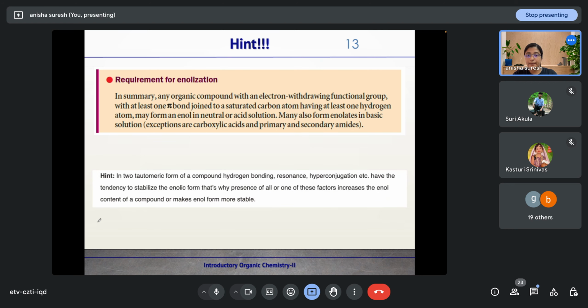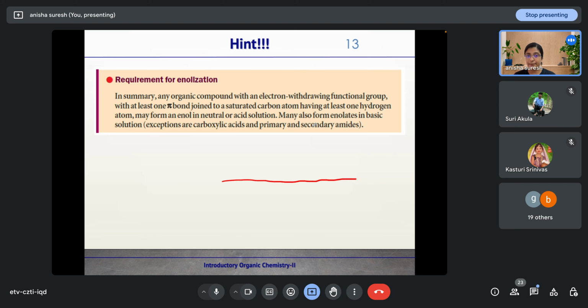This is just for enolization. The presence of at least one alpha hydrogen is required for enolization to take place, and enolization mostly takes place in neutral or acid medium. In some cases, enolates are formed in basic solution. For this enolization to take place, the factors that we have to consider are hydrogen bonding, resonance, hyperconjugation, and aromaticity, etc. These are the different factors that we have to consider while enolization is taking place.